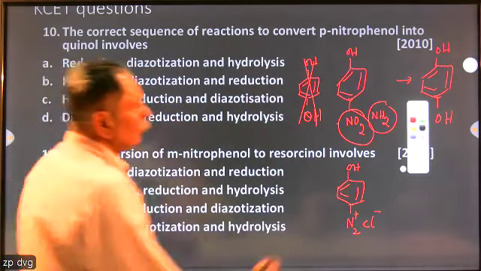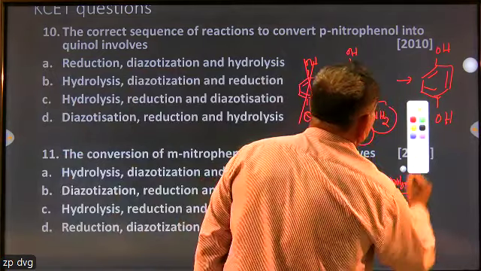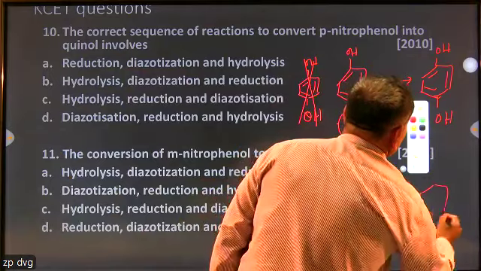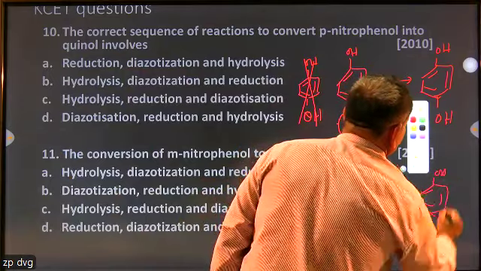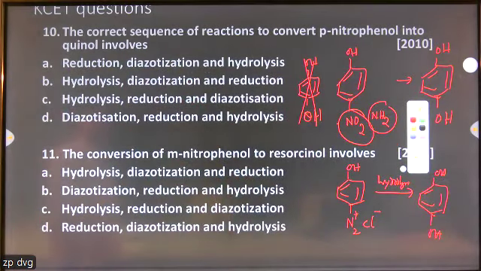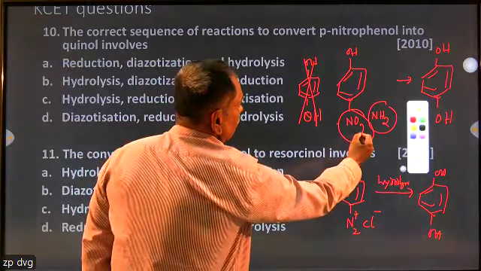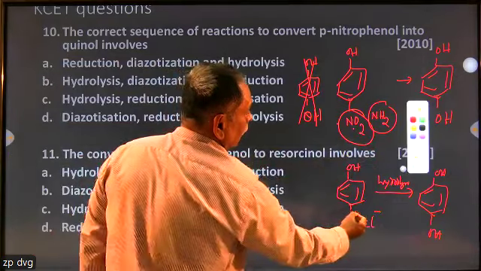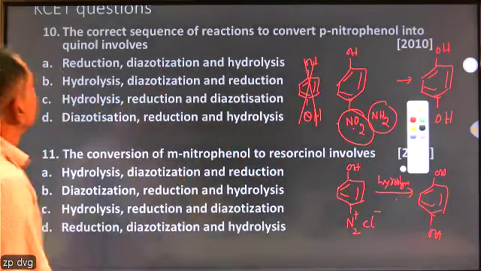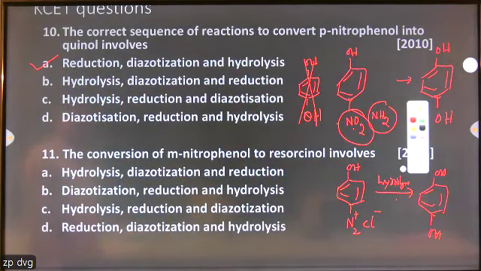Now, if you do hydrolysis with water, then you will get phenol. So, the correct steps of this reaction to convert para-nitrophenol into quinol are: first reduction, then diazotization, and then hydrolysis. So, answer A is the correct answer.